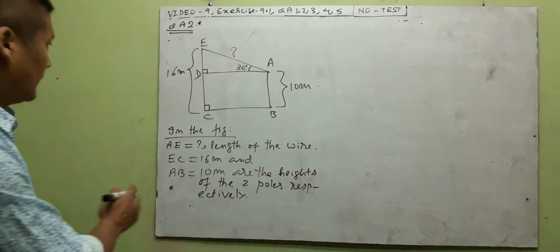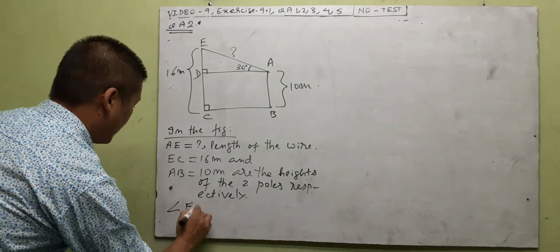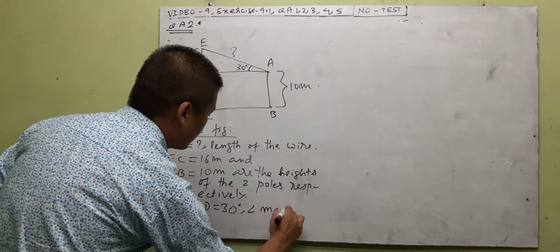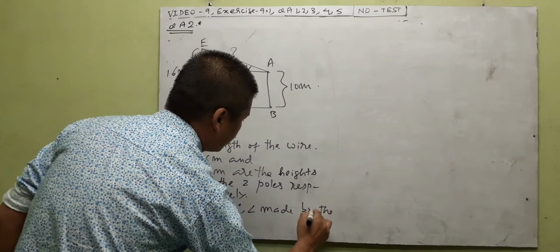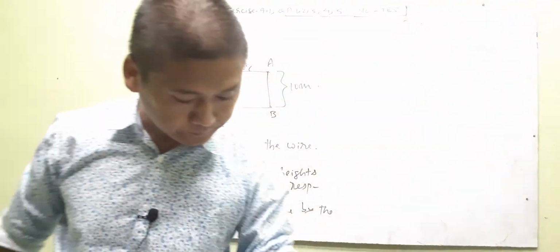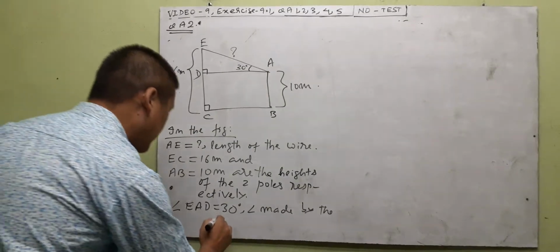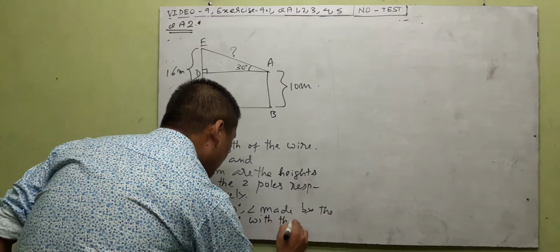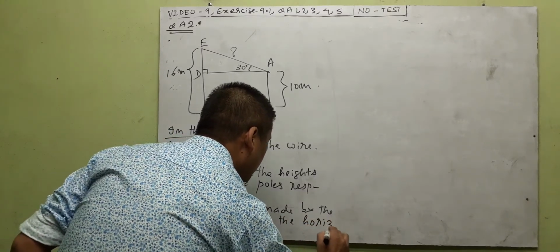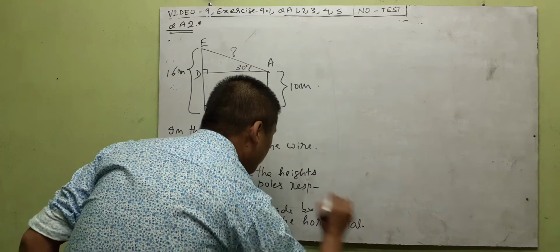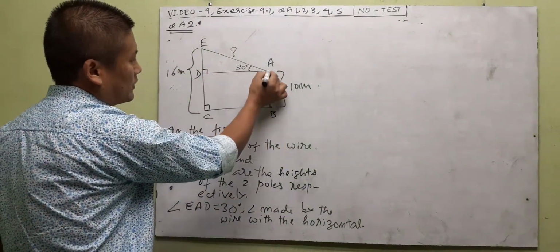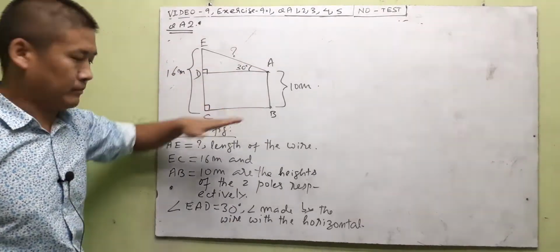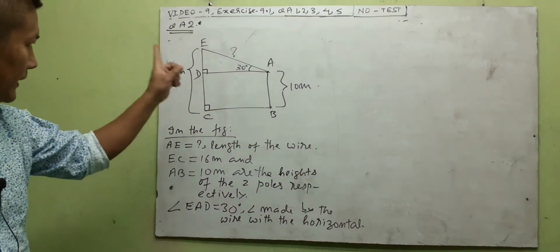Okay, then here angle EAD equal to 30 degrees, angle made by the wire with the horizontal. That means the horizontal line passing through the top portion of the lower height pole, the shorter pole. This is the horizontal line, the line parallel to the ground below. So with this information, we have to find EA.